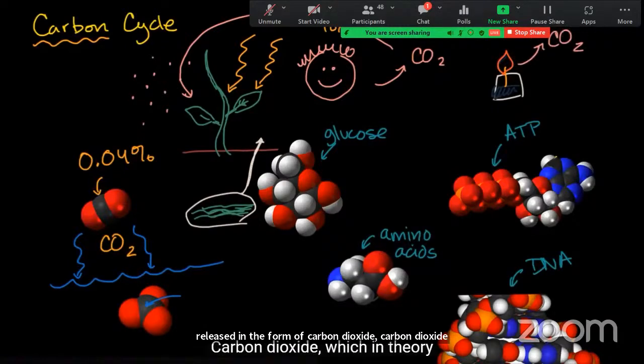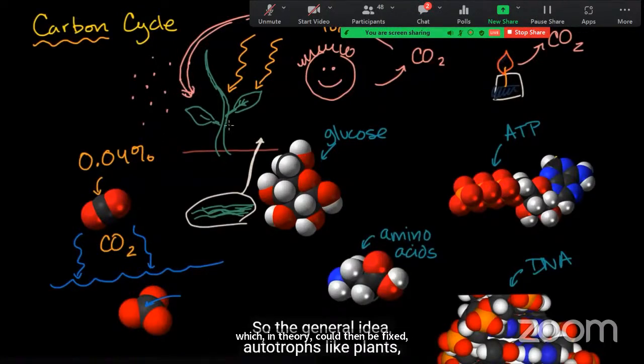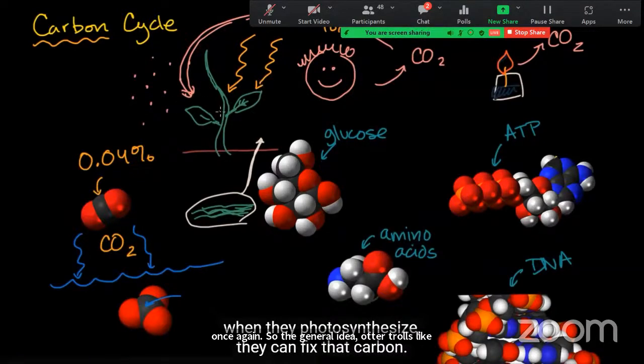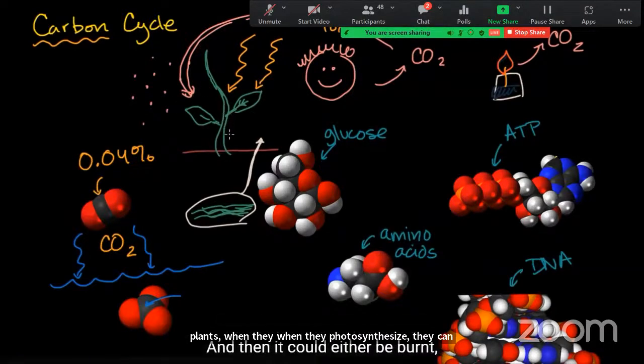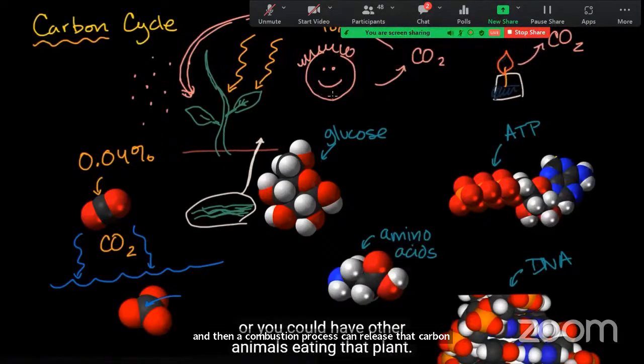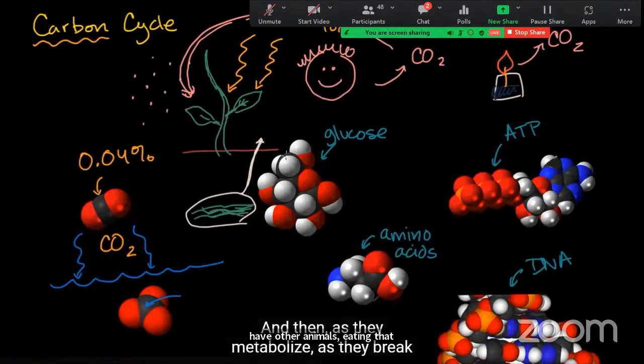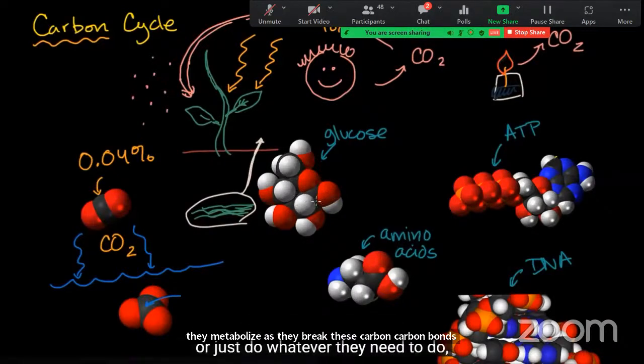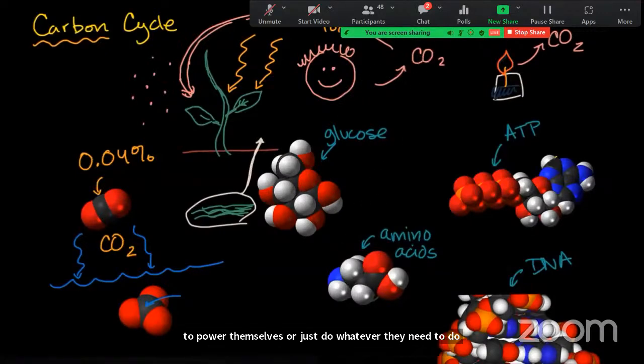Carbon dioxide, which in theory could then be fixed once again. So the general idea, autotrophs like plants, when they photosynthesize, they can fix that carbon, and then it could either be burnt, and the combustion process can release that carbon back into the atmosphere, or you could have other animals eating that plant, and then as they metabolize, as they break these carbon-carbon bonds to power themselves or to just do whatever they need to do, that also can release carbon dioxide.